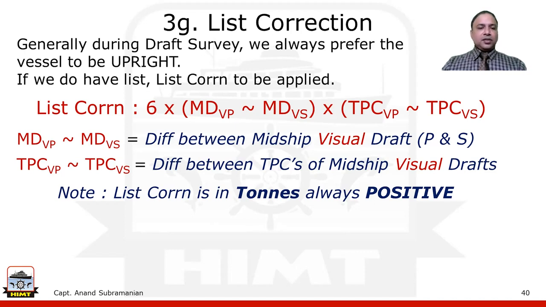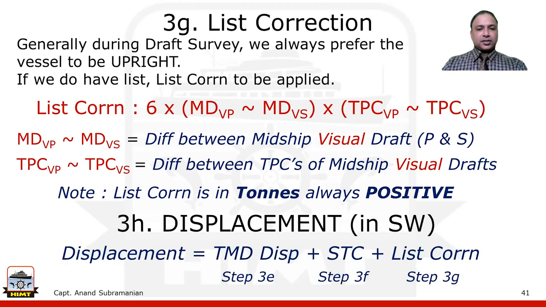TPC VP is the TPC from the hydrostatic tables for the visual port side draft mark, and TPC VS is the TPC value obtained for the visual starboard side draft mark. The answer we get from this formula, the correction, is always in tons and it is always positive. That means it's an additive correction. So this list correction is added to the displacement we found earlier, that is, the true mean draft displacement.